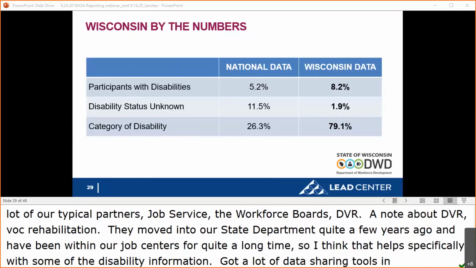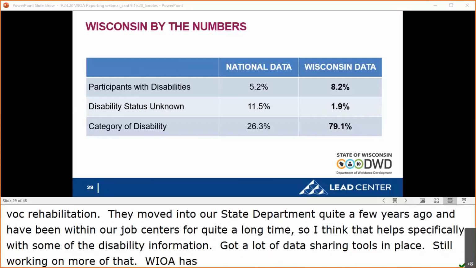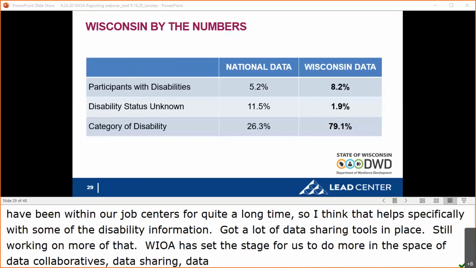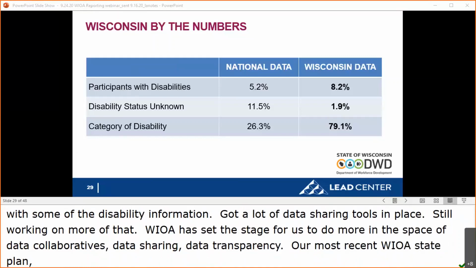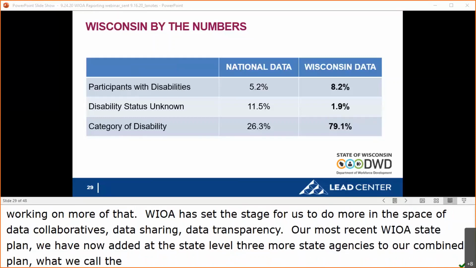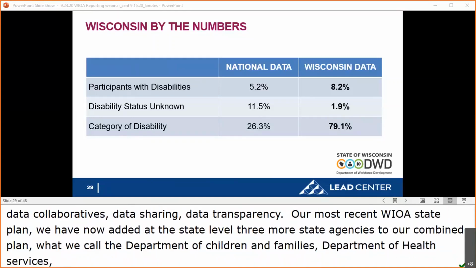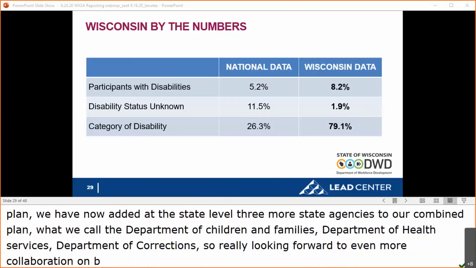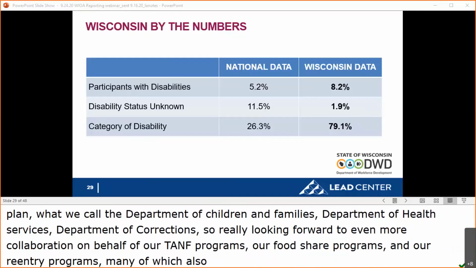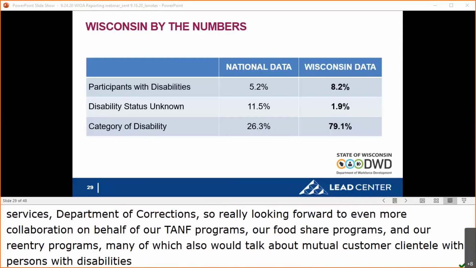WIOA has set the stage for us to do more in the space of data collaboratives, data sharing, data transparency. In our most recent WIOA state plan, we have now added at the state level 3 more state agencies to our combined plan: the Department of Children and Families, Department of Health Services, and Department of Corrections. So really looking forward to even more collaboration on behalf of our TANF programs and our FoodShare programs and our reentry programs, many of which would also talk about mutual customer clientele with persons with disabilities potentially, and looking forward to even having a stronger data collaborative.